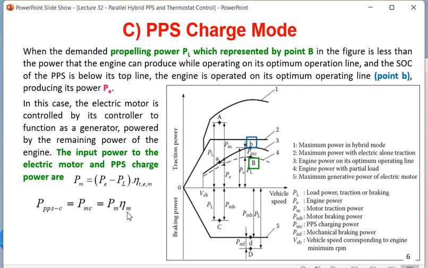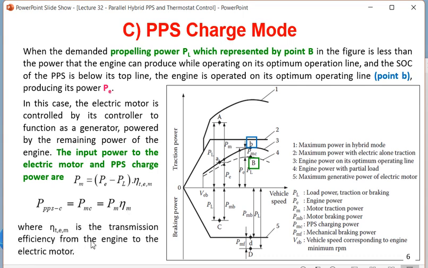So PM is nothing but P minus PL, where eta TEM is the transmission efficiency from the engine to the electric motor, because it's a long path and there is no direct path between engine, motor and the battery. A lot of components are coming, and their combined efficiency is given by eta TEM.